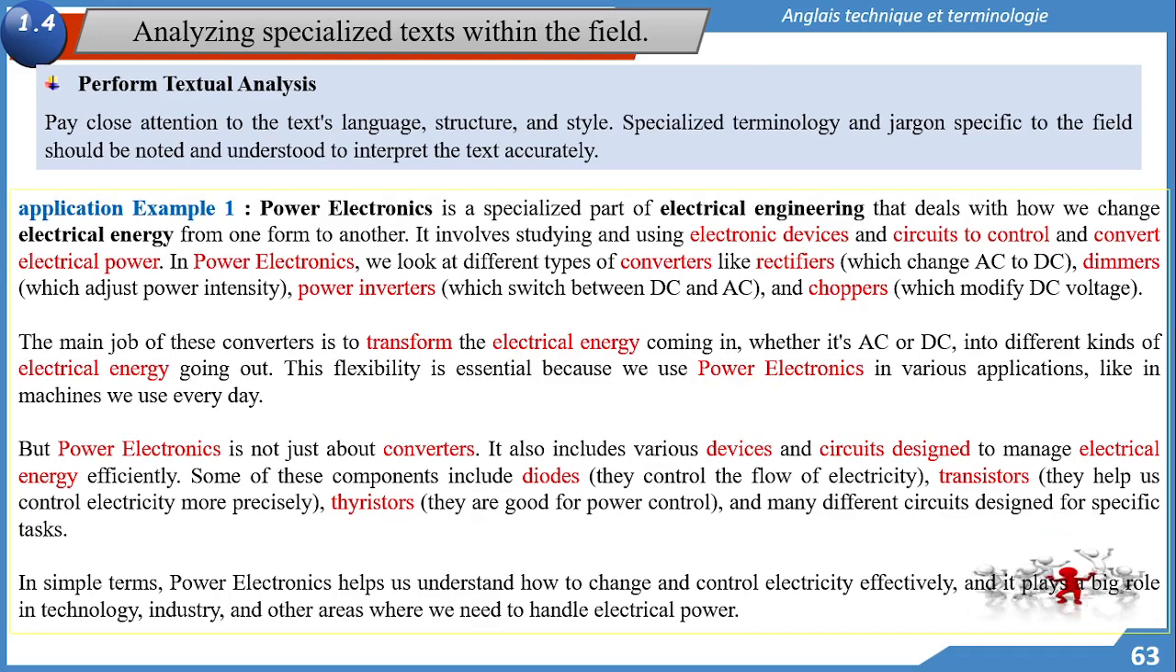So, perform textual analysis. Pay attention to the text language, how it's structured, and its style. If there are special words or phrases, make sure you understand them to get the text meaning right. So in this article, note the specific terminology used in power electronics, like rectifiers, choppers, dimmers, etc.